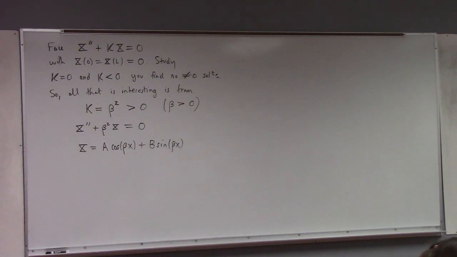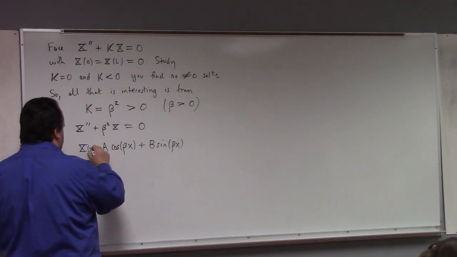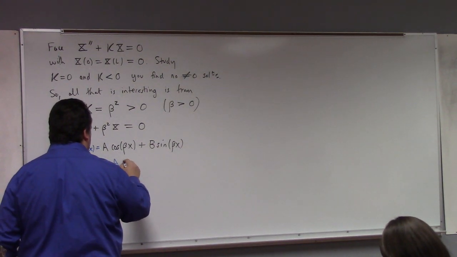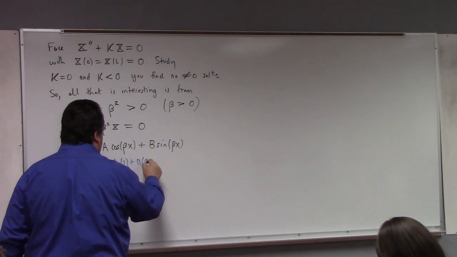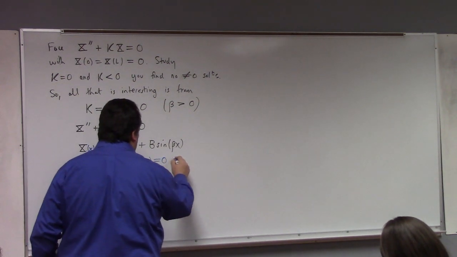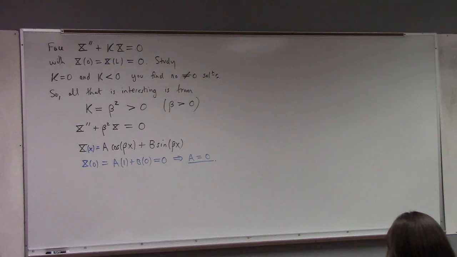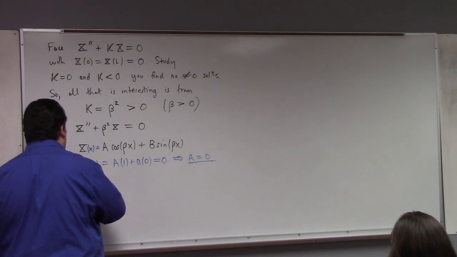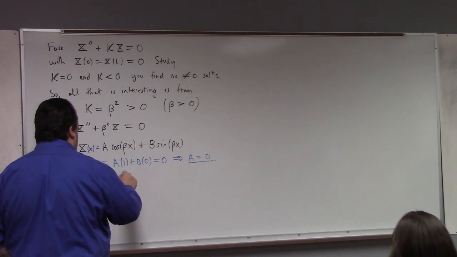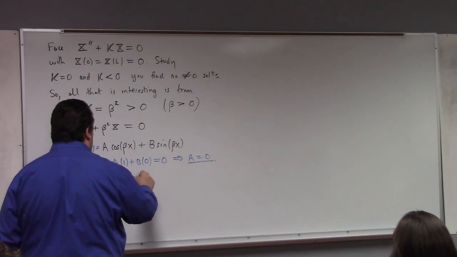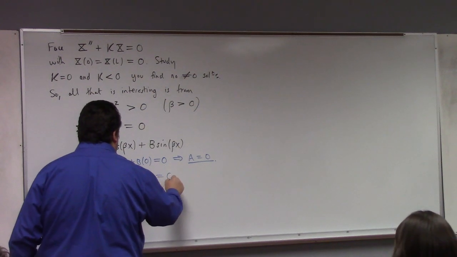Anyway, we have boundary conditions. So what do they give us? X of 0 is a times the cosine of 0, which is 1, plus b times the sine of 0, which is 0. That being 0 tells me that a is equal to 0. So it looks like cosine solutions are out of the running. But if we look at x of L, a was already 0, so it gives me b times the sine of beta L, and that equals 0.